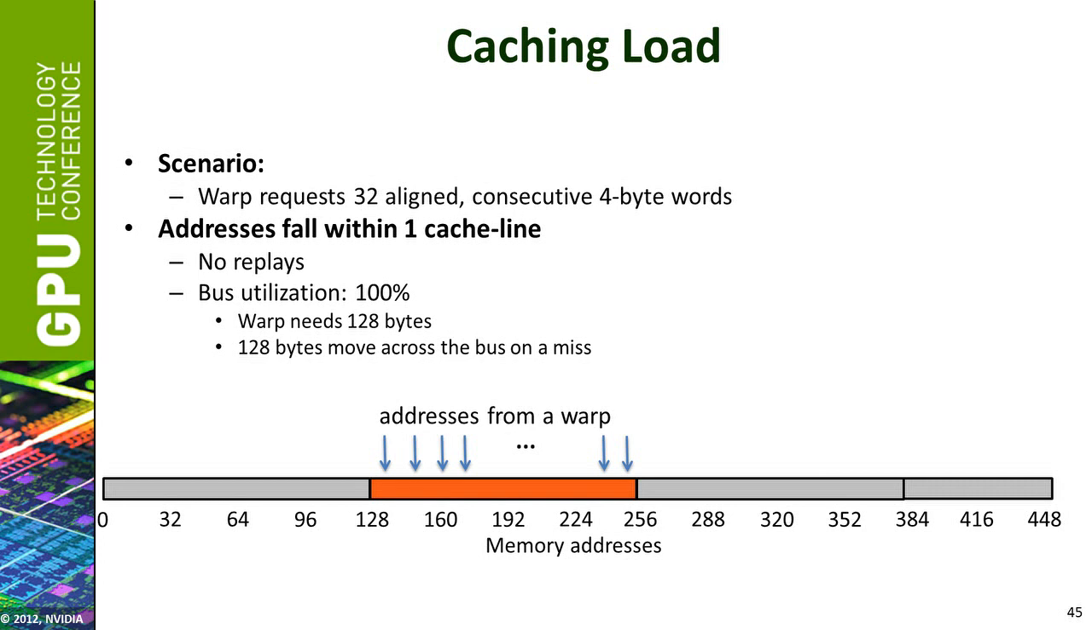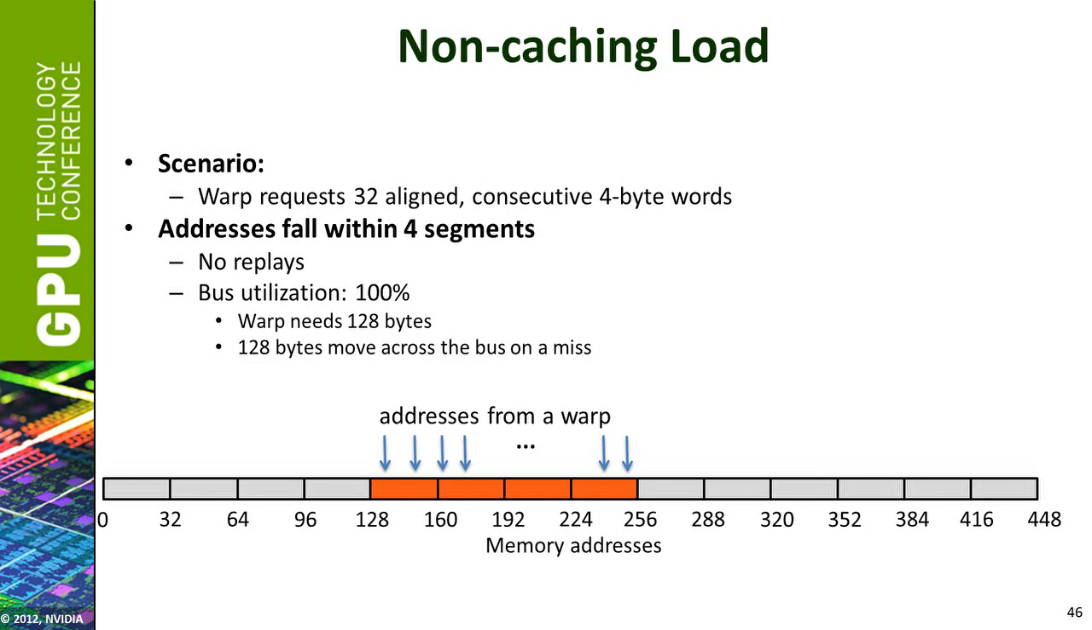So together they are requesting, in this particular pattern, 128 bytes. And that's exactly how many bytes will move across the bus. So all the bytes that travel are used by the application. Non-caching loads are actually, in this particular pattern, behaving the same way, except now they're issuing a single 4-segment transaction. But you are still using the memory at 100% utilization.